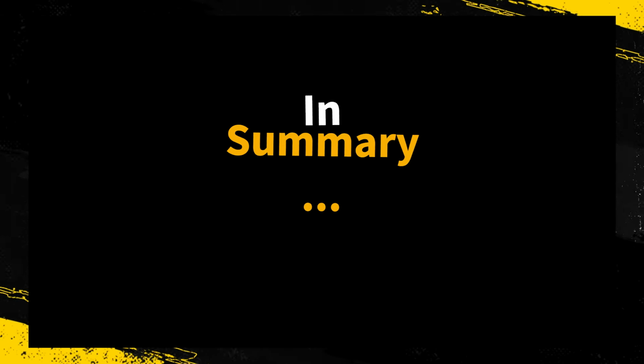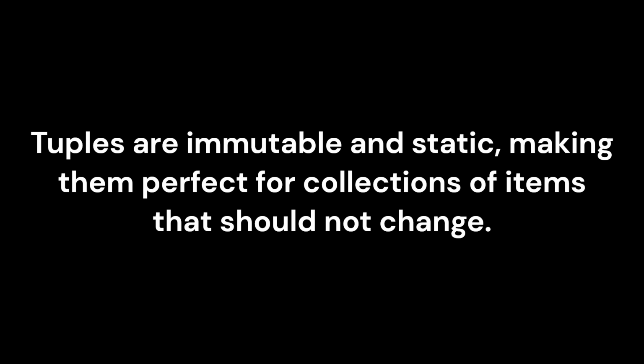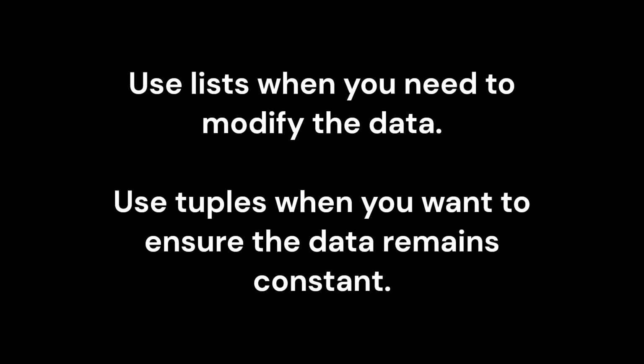To summarize, lists are mutable and dynamic, making them suitable for collections of items that might change, while tuples are immutable and static, making them perfect for collections of items that should not change. So, when should you use each one? Use lists when you need to modify the data, and use tuples when you want to ensure the data remains constant.